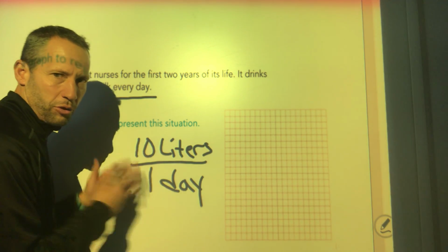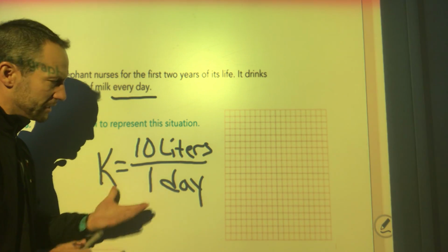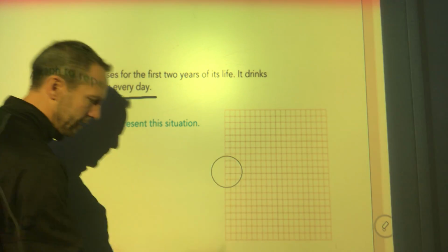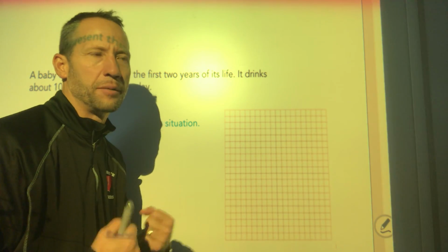Now, we are no longer just calling this the unit rate. Now, we are actually calling this my K. This is my COP. So, before all that, the first thing we did is we said, well, we have to define the variables in the story. What are the quantities that are going to be changing?